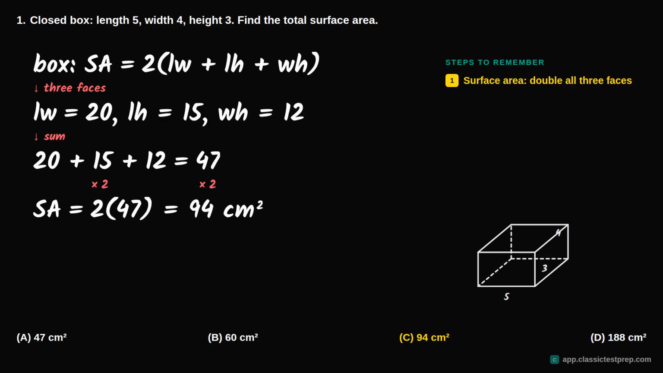And then we have 3 times 5 is the final face area. Of course, there are 2 of those as well, so we have 2 times 15, and we add them up to get 94 centimeters. That's answer choice C.